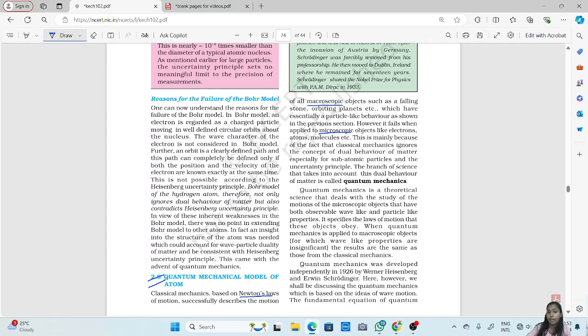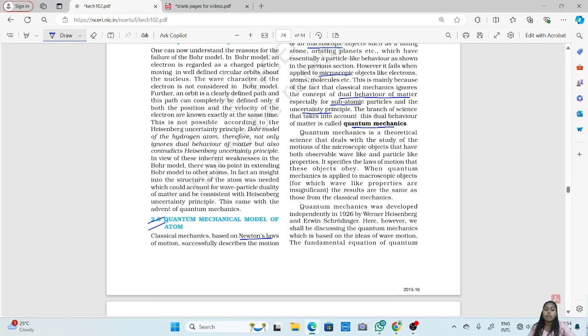This is mainly because of the fact that classical mechanics ignores the concept of dual behavior of matter. Newton's law doesn't consider the dual behavior of matter, especially for the subatomic particles, because those are so small we can't see them, and the uncertainty principle is also ignored. So the branch of science that takes into account this dual behavior of matter is called quantum mechanics. Later, it was found essential to prove all these concepts, and the branch of science that deals with them is quantum mechanics.